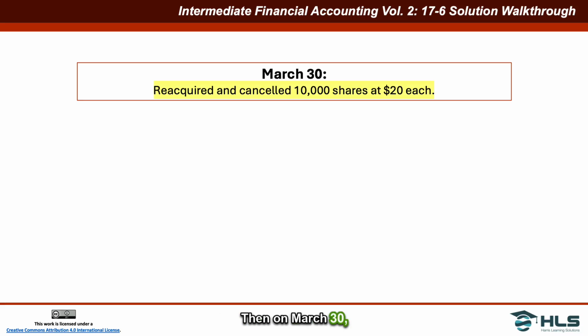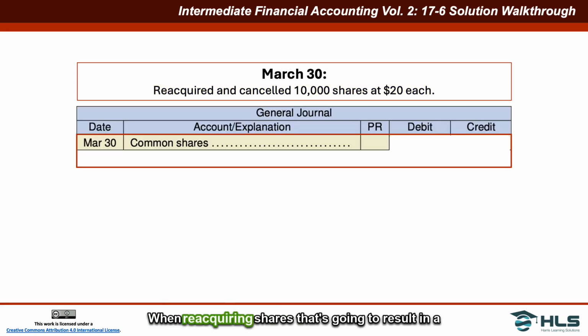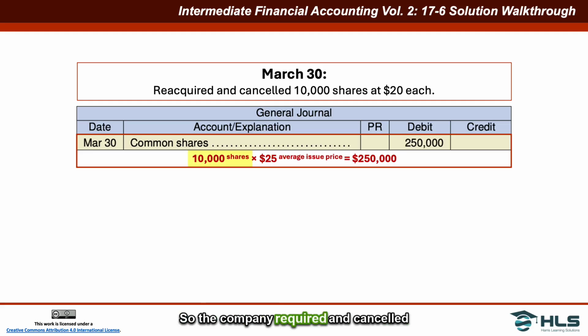Then on March 30th, the company reacquired and canceled 10,000 shares at $20 a share. When reacquiring shares, that's going to result in a reduction in the common share account by the number of shares multiplied by the average issue price up to the date of reacquisition. So the company reacquired and canceled 10,000 shares, and the average issue price to this date is based on the initial issue price, which is $25 per share. So it's a total of $250,000, and that's the debit to common shares.